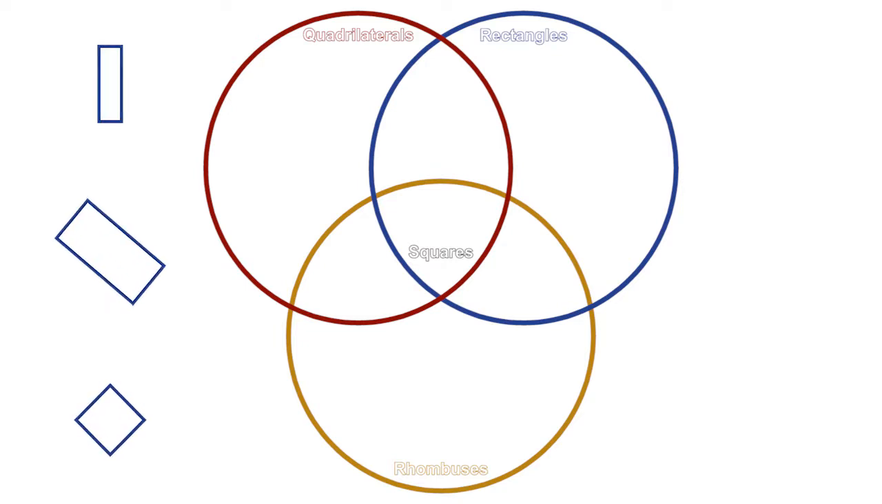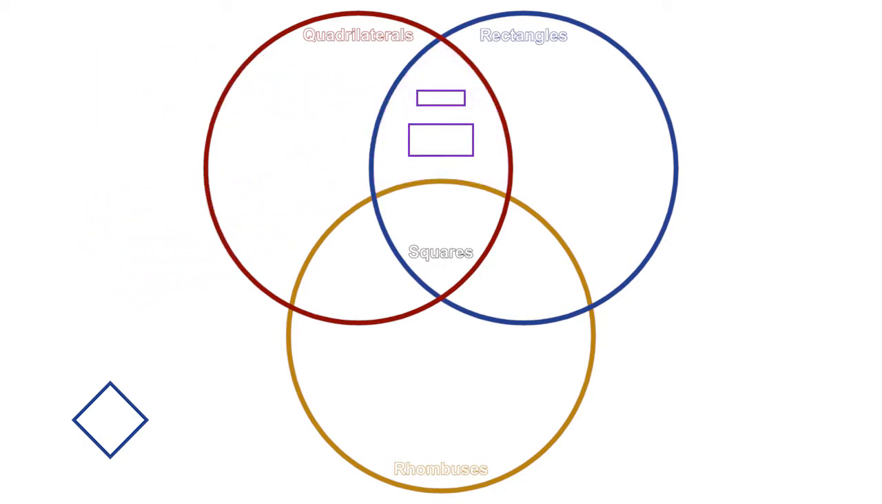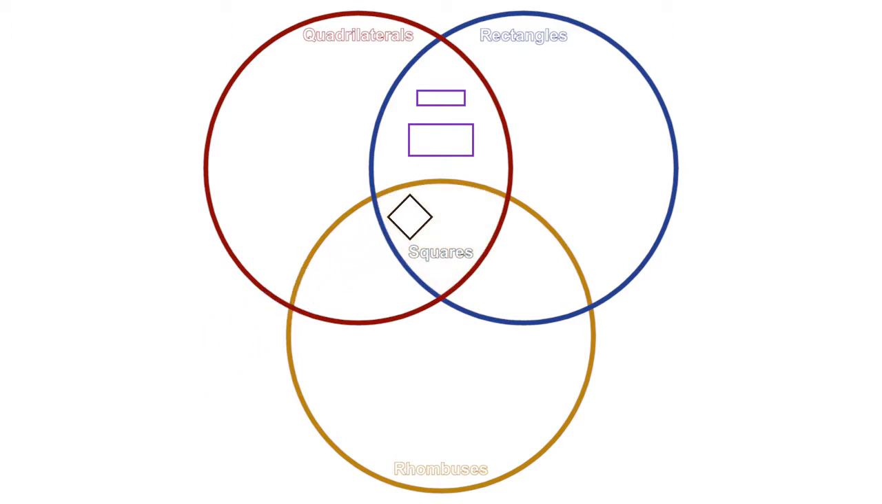Let's start by sorting some rectangles. The first two rectangles have four sides, but they are not all the same length. These shapes will go in the overlap of the quadrilaterals and the rectangles. The third rectangle has four congruent sides. It is a square. It will go in the centerpiece because it is a quadrilateral, a rhombus, and a rectangle.